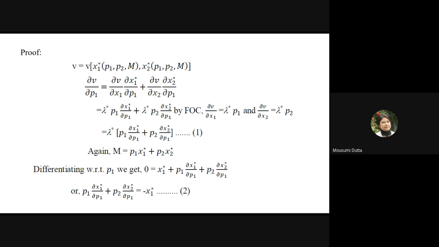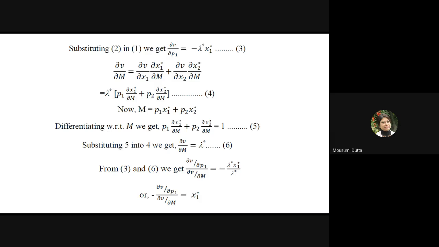Done. The similar thing we will repeat for del V by del M. First, we will consider the objective function. Next, we will consider the income constraint. Del V by del M, first for the objective function, next for the budget constraint. And with the help of the two expressions, we are finding or proving Roy's identity.